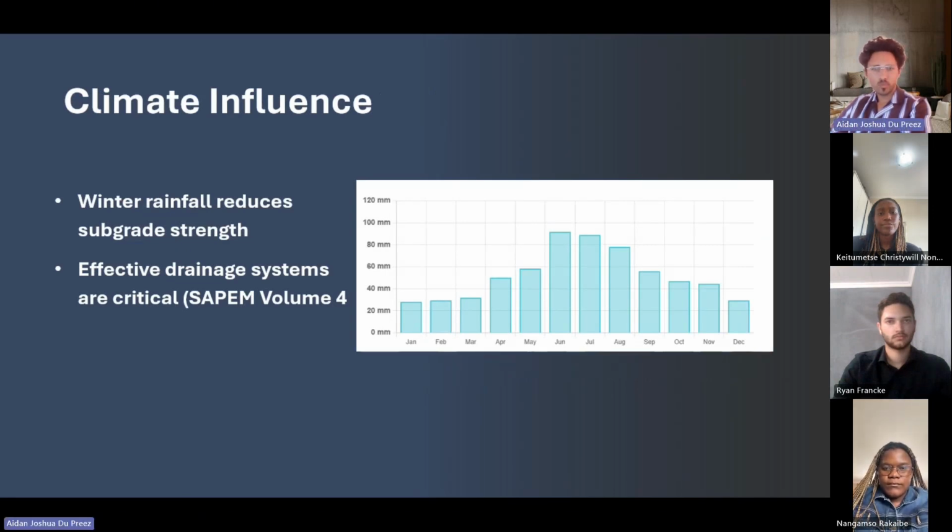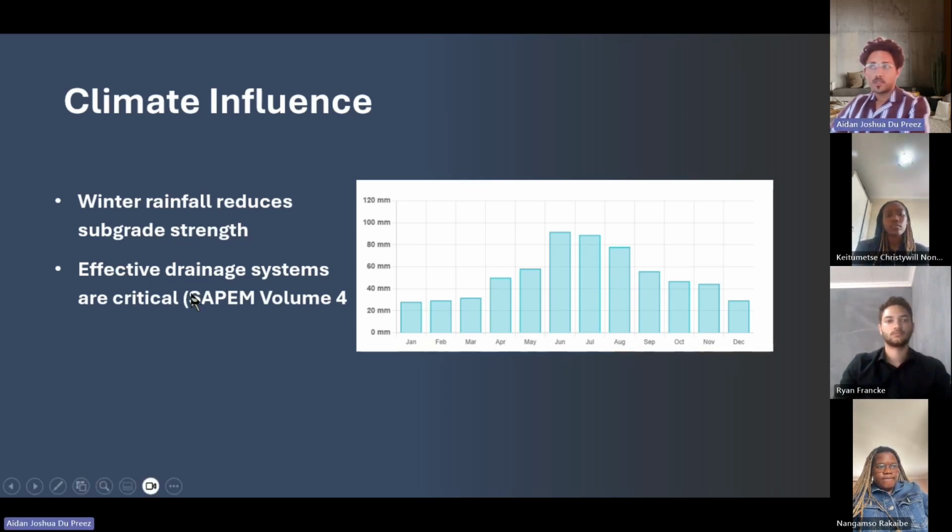Climate influence. Rainfall during winter causes waterlogging, which reduces the soil strength and load-bearing capacity. Without drainage, water can seep into the pavement, causing cracking and potholes. To overcome this, the South African Pavement Engineering Manual, Volume 4, recommends installing surface and subsurface drainage systems linked to lined ditches, cross slopes, and perforated pipes. Materials must also be carefully graded to allow water to flow, protecting the subgrade from moisture damage.